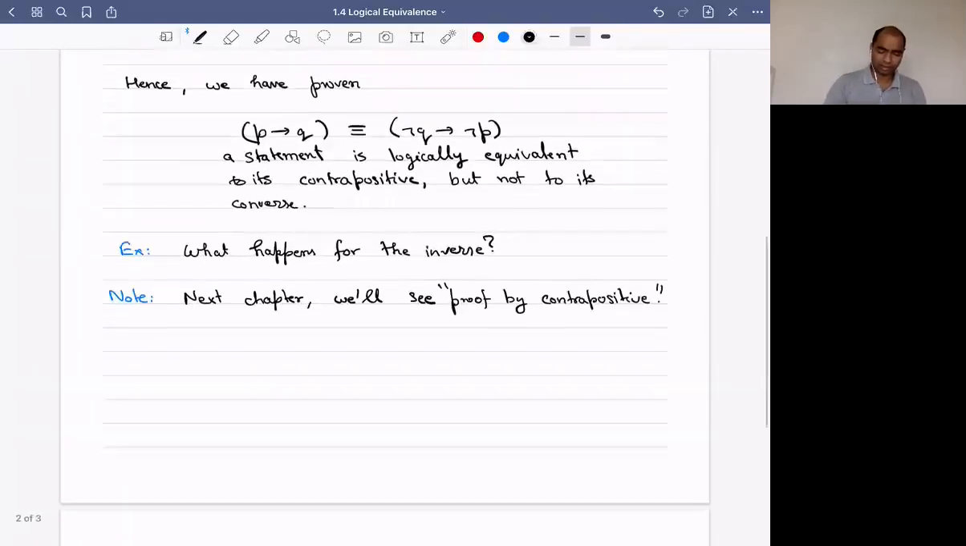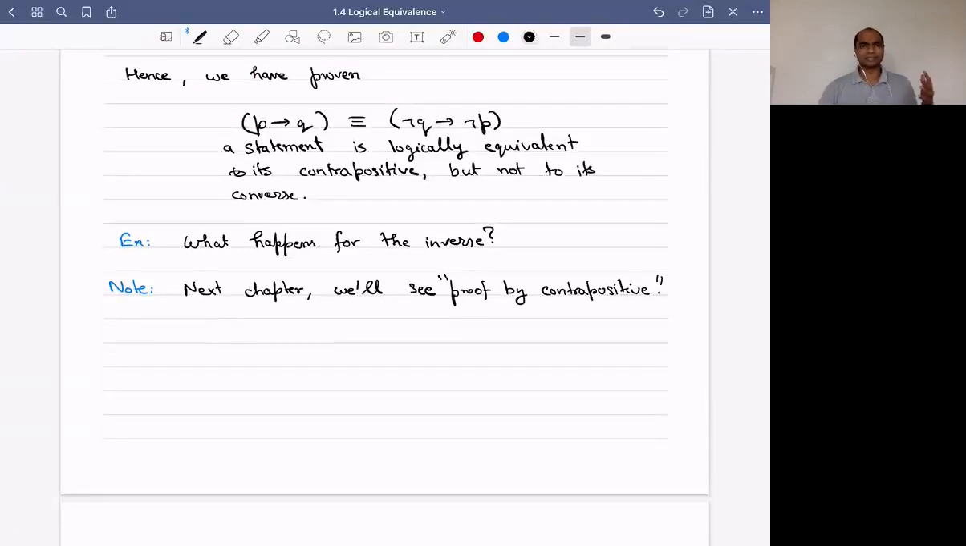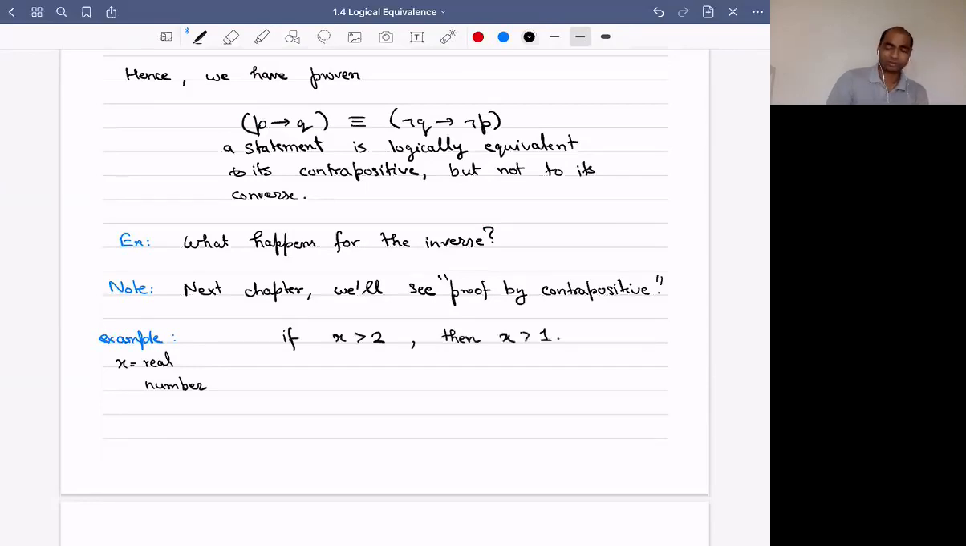And I kind of want to give an example in words to see that this is not that surprising. It's just that this simple fact is extremely useful. So let's do a mathy example. Let x be a real number. Then I can form a statement: if x is greater than 2, then x is greater than 1. This statement is true. If something is greater than 2, then it's also greater than 1.